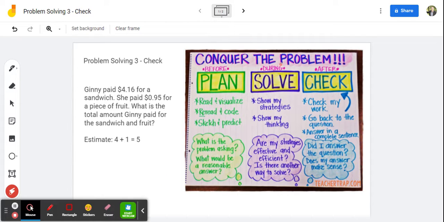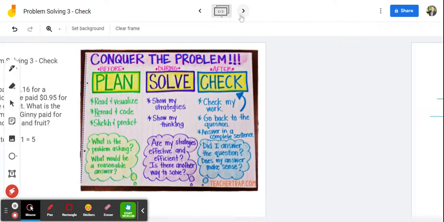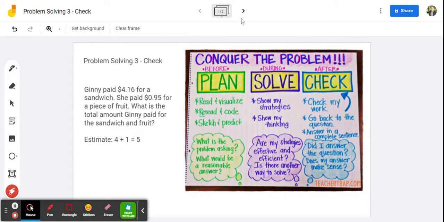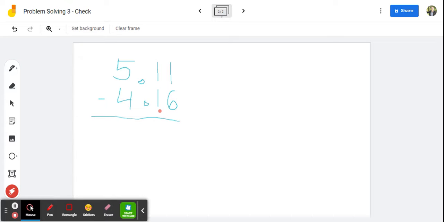Now, let's check another way that we could verify our answer. So if $4.16 plus 95 cents is $5.11, what if we created another equation and did a subtraction question? We started with our total, $5.11 up here. And then what if we subtract the amount for the sandwich, $4.16? Well, wouldn't that leave us with just the price of the fruit? So let's give this a try.